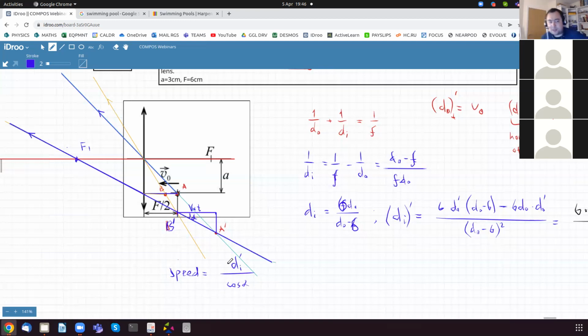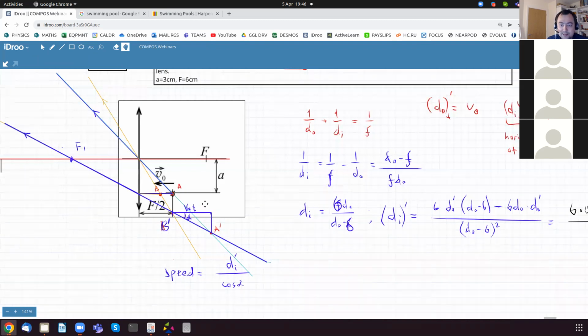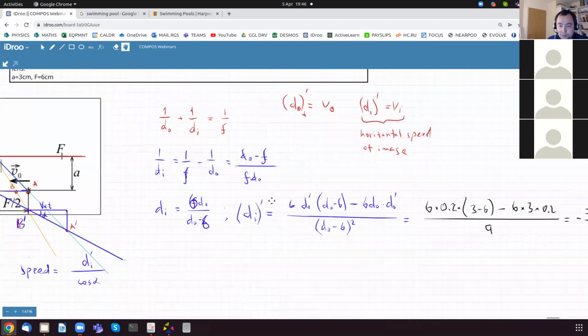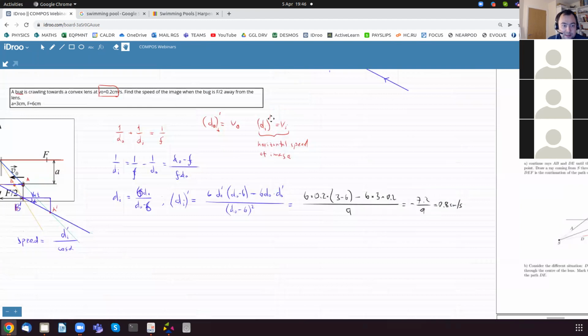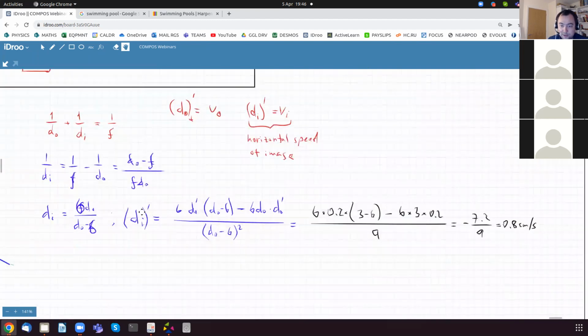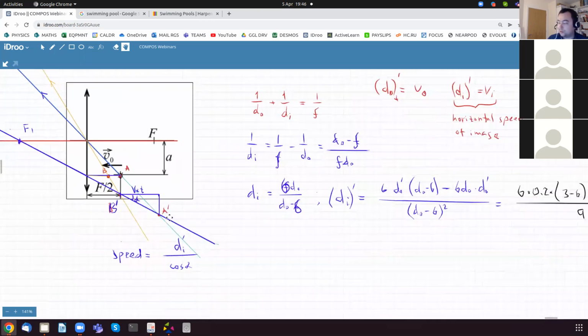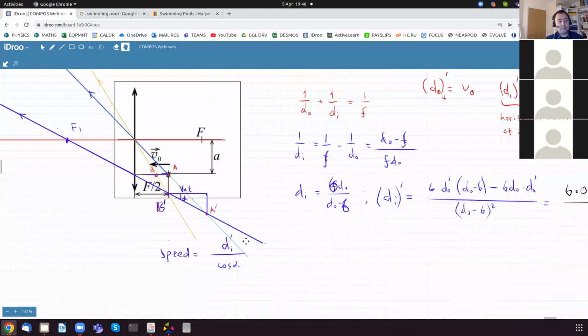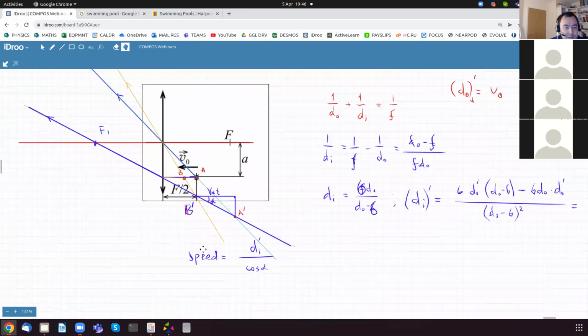I hope that makes sense, because what we did here, we know that it moves along this line. If we were able to find this angle, that will really help us. It moves along this line, and we know that the horizontal component is 0.8. This is the horizontal component. So we need the total speed. Okay. I hope that makes sense.